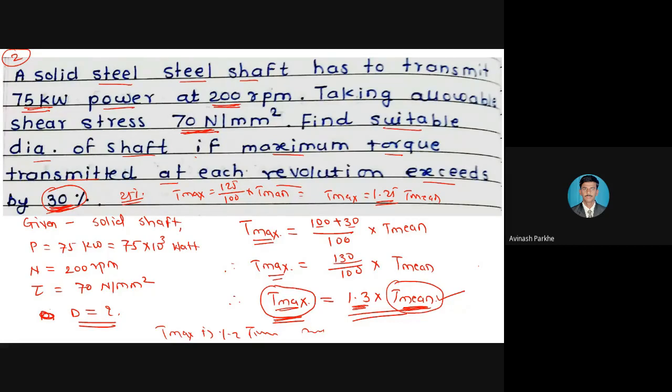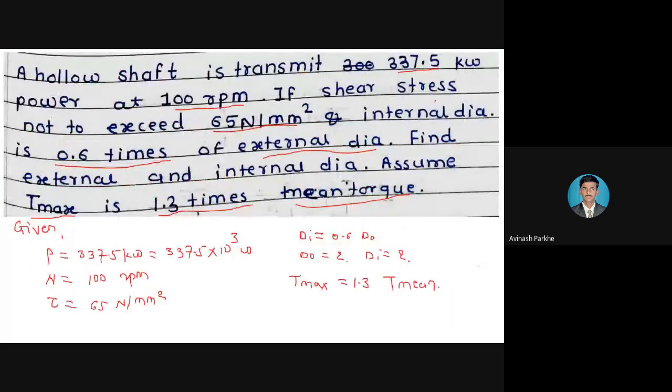It is based on the given parameters. If 25% is given, you get the multiplying factor 1.25. If 20% is given, you get the multiplying factor 1.20. But in this particular problem, the direct relation is mentioned: Tmax is 1.3 times T mean. So you can take this value as it is for your further calculation.